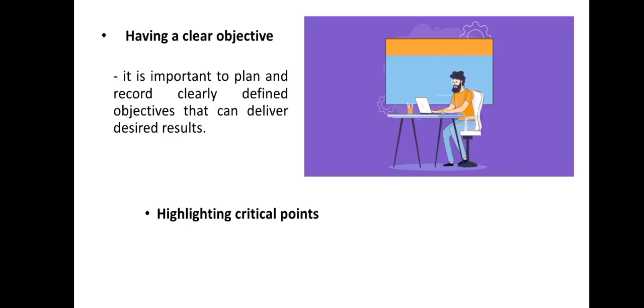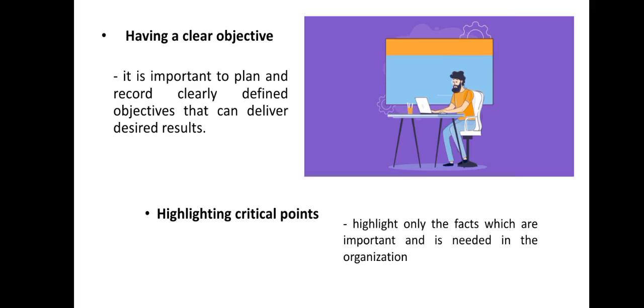If the objectives are not effectively defined, then the defined tasks will lead to the failure of the planned goal. The drawbacks from this poorly defined objective are that it can delay the production output, cause logistical nightmares, escalate costs, and it can also be the reason for the collapse of management. Second, highlighting critical points. In highlighting critical points, it is important to focus only on the facts which are important and needed in the organization.